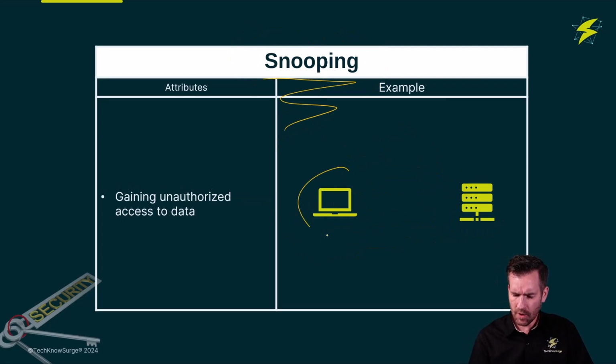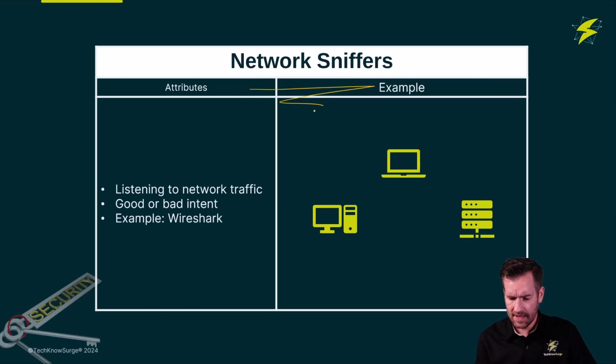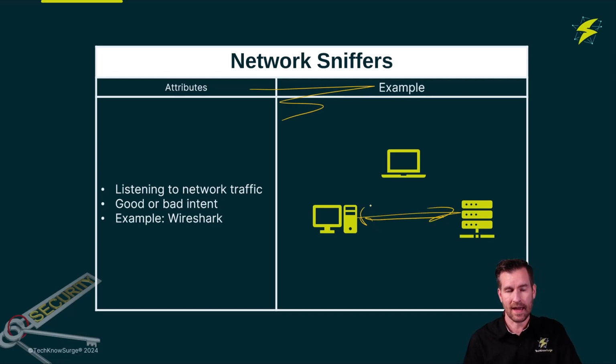Snooping is when someone gains access to data that they're not supposed to have access to. Network sniffing is when you are actually listening to traffic across the network. So an example is, let's say there's a network across here and communication is going back and forth. If this machine is listening into that conversation and looking at the packets that are going back and forth, then that is a network sniffer. It is looking at the packets.